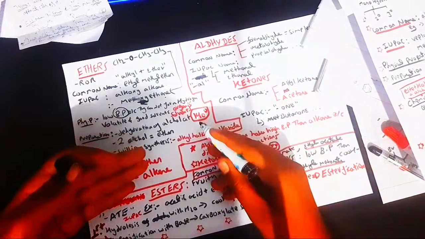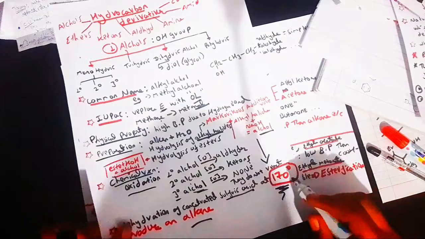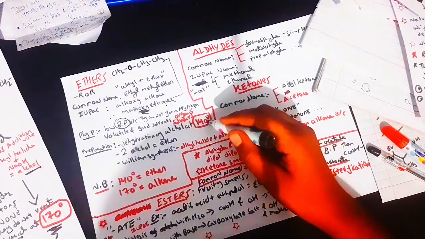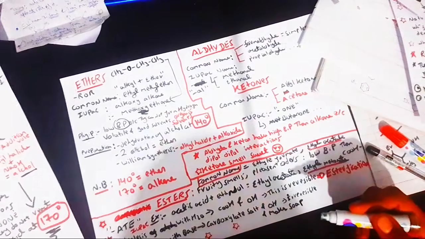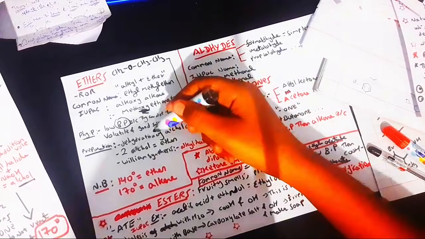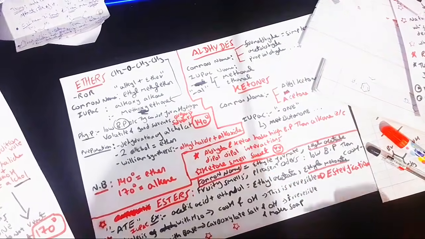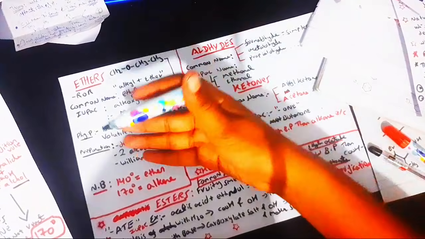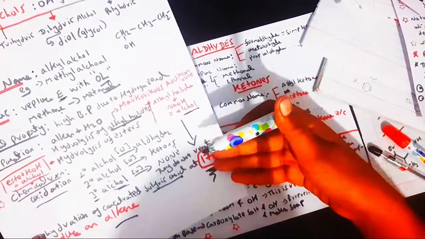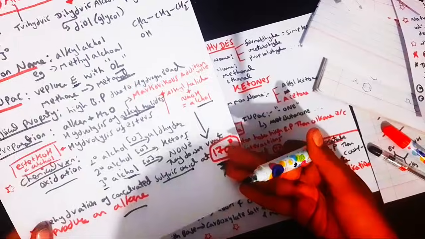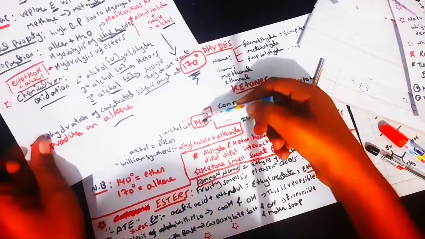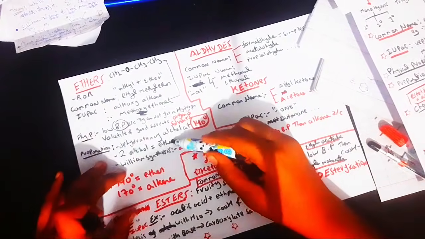And as I told you, the 170 degrees Celsius is actually essential, because at 140 degrees Celsius we're going to be getting an ether. So dehydration of an alcohol at 140 degrees Celsius is going to be giving us an ether. And dehydration of an alcohol at 170 degrees Celsius is going to be giving us an alkene. See the difference? So those degrees Celsius are essential. And two alcohols are going to be giving us an ether.